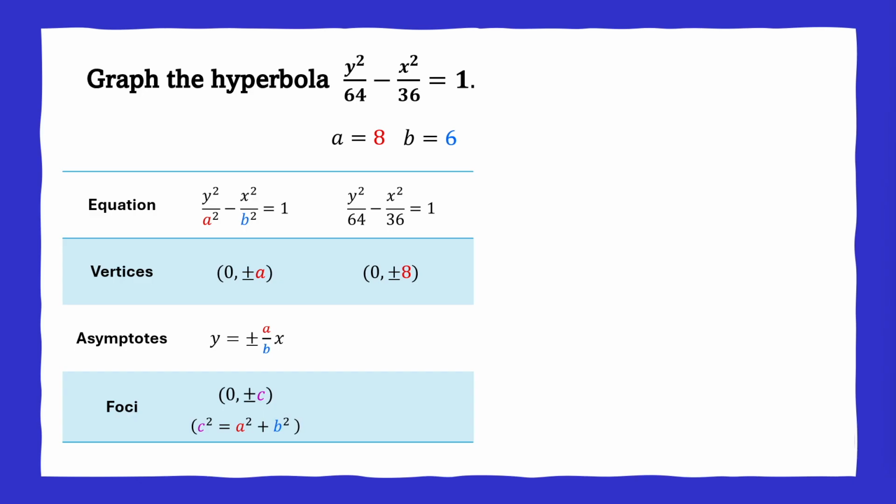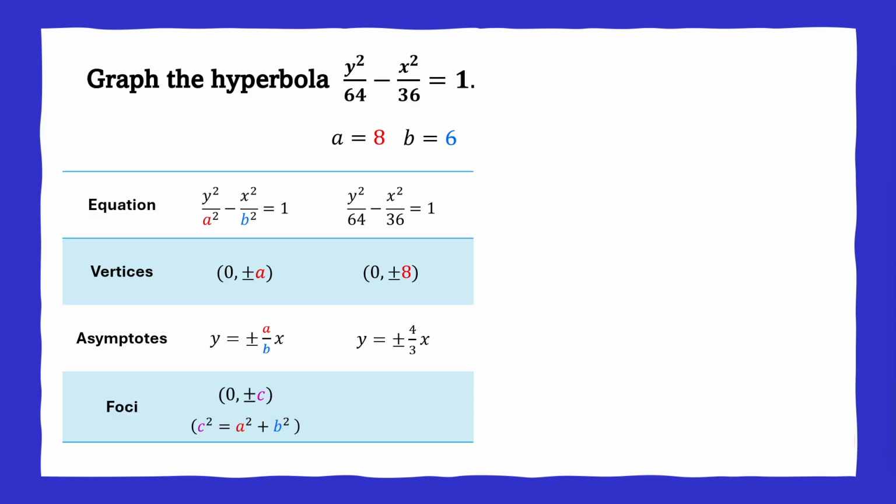Next, find the asymptotes. For a vertical hyperbola, the slopes of the asymptotes are plus or minus a over b, which is 8 over 6, or simplified, 4 over 3. So the asymptotes are the lines y equals plus or minus 4 over 3 times x.